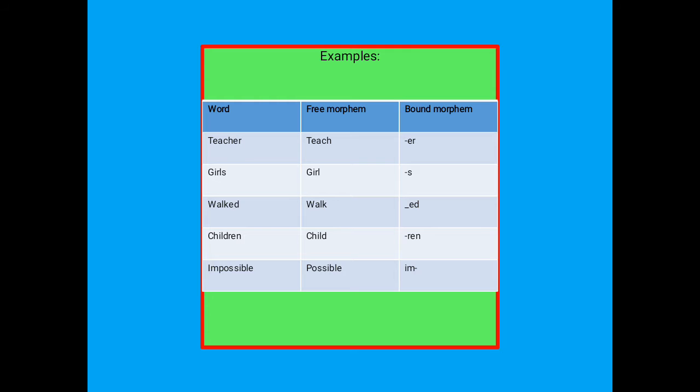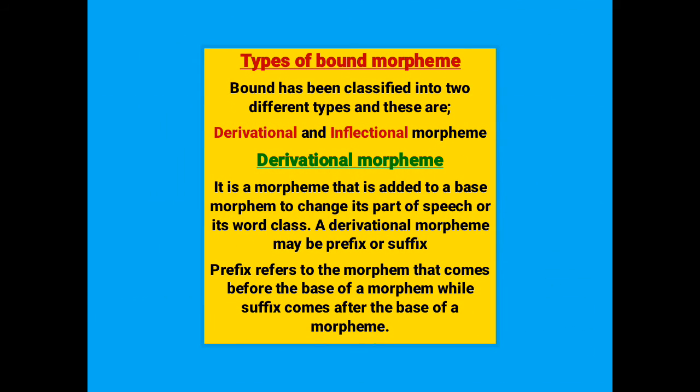Walked. The free morpheme is walk, and the bound morpheme is ed. Children, we have child as a free morpheme, and ren as the bound morpheme. Impossible, possible as a free morpheme, and im as the bound morpheme. And we are moving on to the types of bound morpheme.